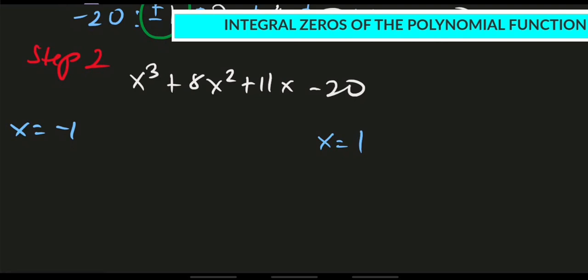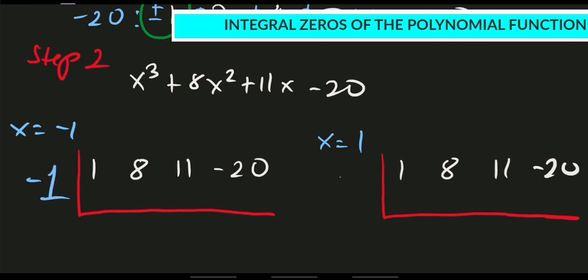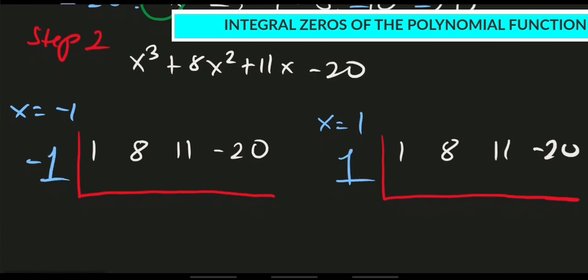Okay, so let's extract the coefficients of this given problem. Right, so we have x cubed, we have 1, we have 8 for x squared, we have 11 for 11x, and we have negative 20 for our constant. So I will copy the same values. Okay, so we have 1, 8, 11, and negative 20. So let's construct this bar. And we have this divisor as negative 1 and positive 1. And let's try to perform synthetic division.